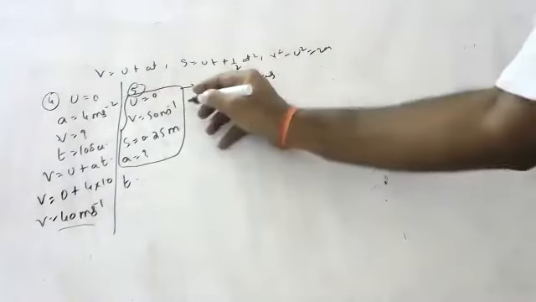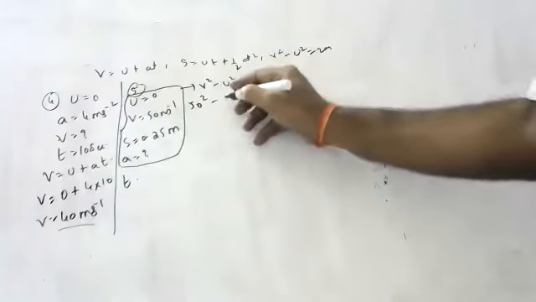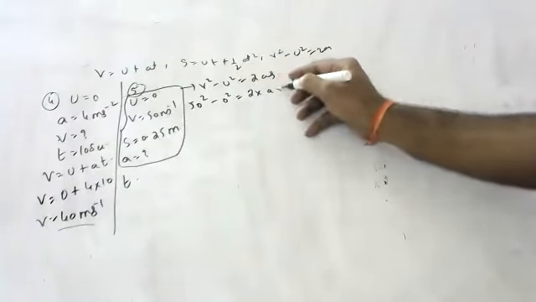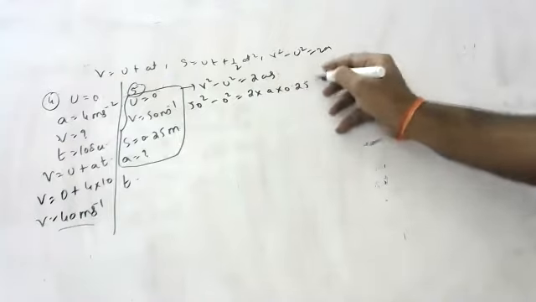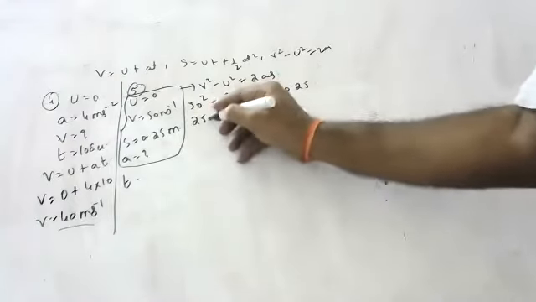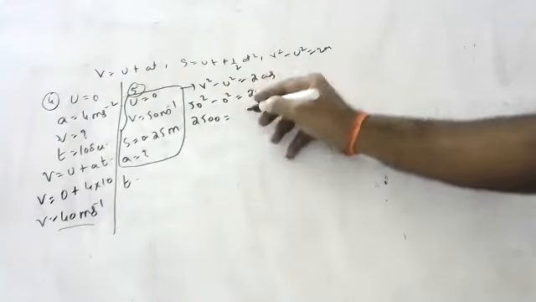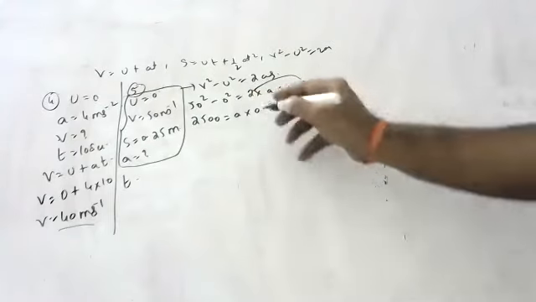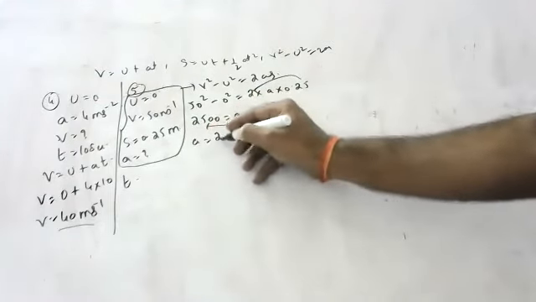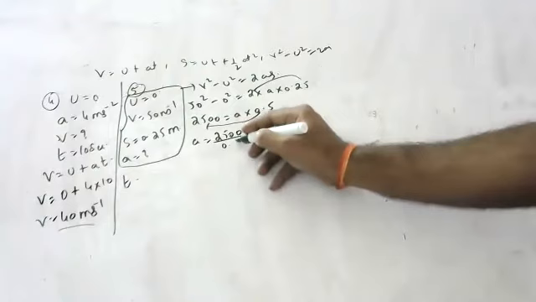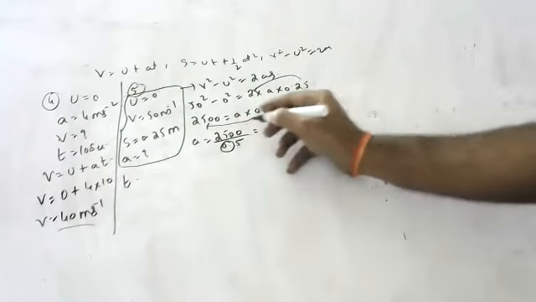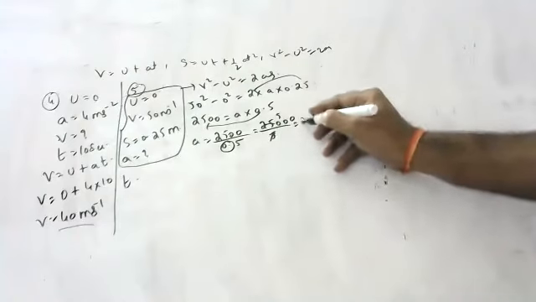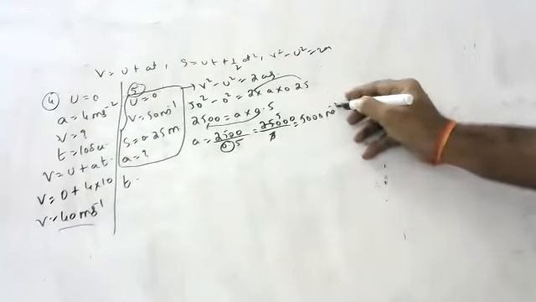50 square minus 0 square is equal to 2 into a into 0.5. 50 square is 2500. 2 into 0.5. A is equal to 2500 by 0.5. If I remove this point, a 0 will come: 25,000 by 5, which is 5000 meters per second square.